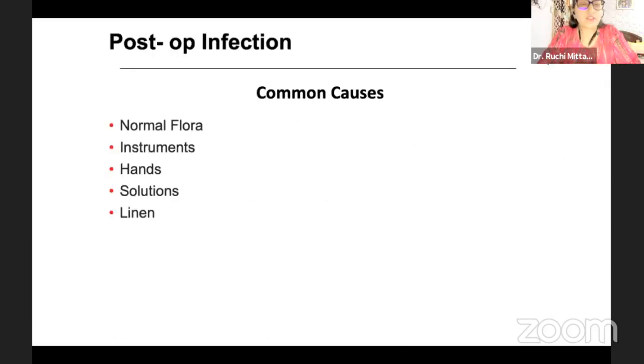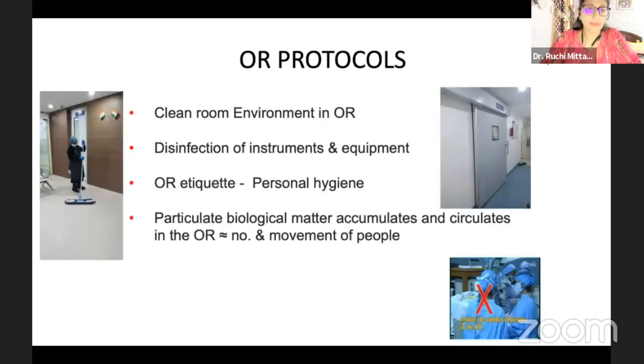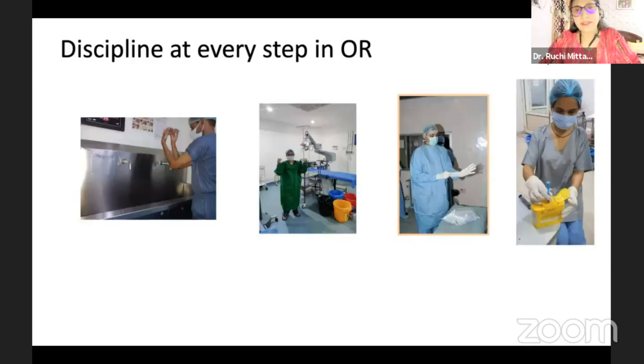Now, other points which should be emphasized, which are the causes for post-op infection, are the normal flora, instruments, hand, solutions, linen. So these are also important, not only the OT. Now, OR protocols should be strict and stringent, like clean room environment in OR, disinfection of instruments and equipment, personal hygiene, and avoiding a maximum number of people in the OT during the theater running. Discipline at every step in OR is important.